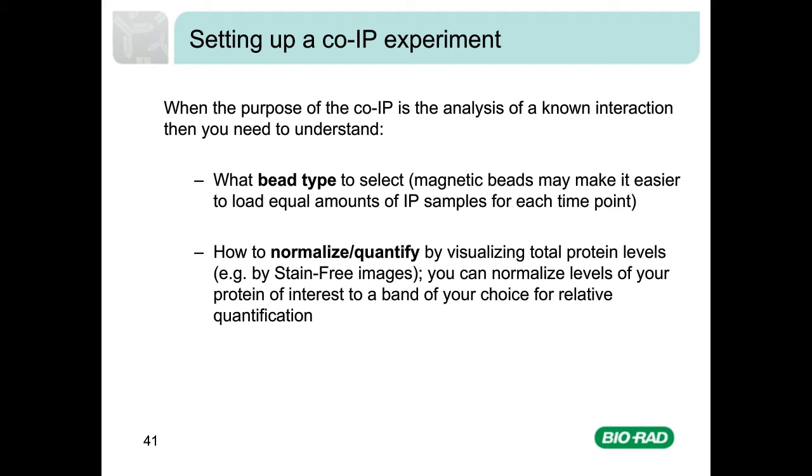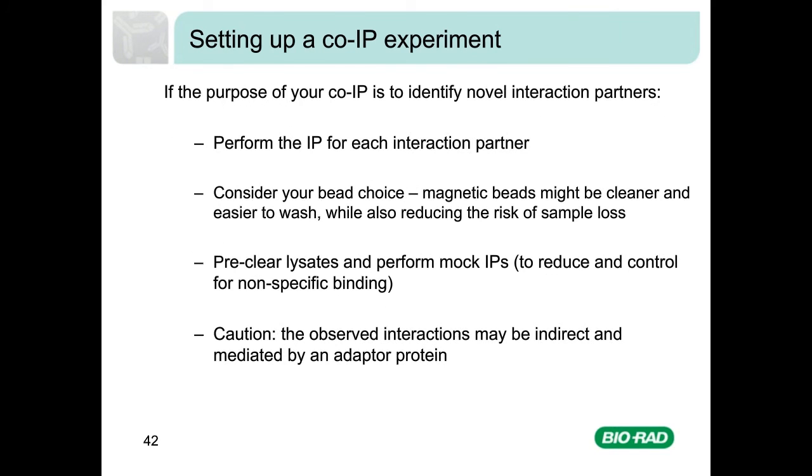When conducting a co-IP for the purpose of identifying novel interaction partners, it is essential that the IPs are performed both ways. By that, I mean that IPs are performed which target each of the interactors. Again, it is important to consider what bead type to use when performing a co-IP for this purpose. The fact that magnetic beads often produce cleaner IP results due to the ease of washing may make them the most appropriate choice. In addition to reduced background levels due to more efficient washing, magnetic beads also have the added advantage of lower risk of sample loss.